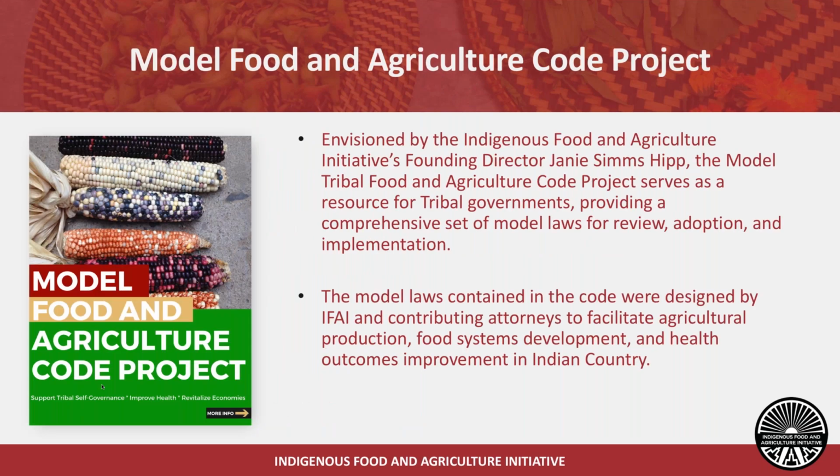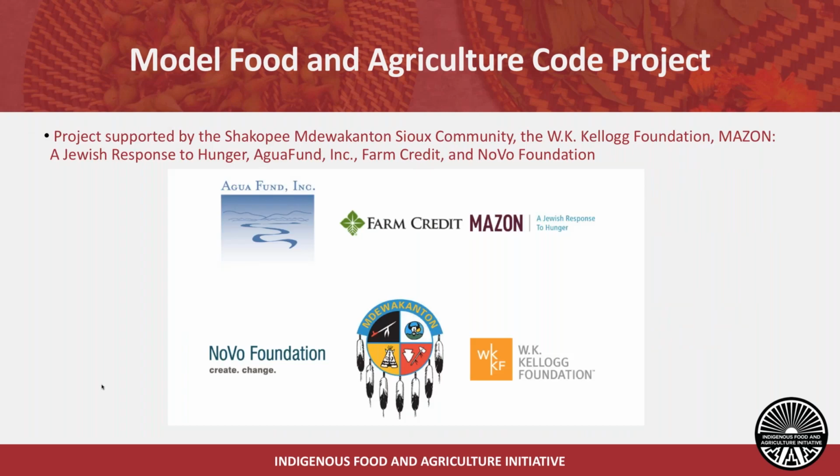Switching the discussion a little bit here, I'm going to talk about the Model Food and Agricultural Code project. This is the piece where we have gone in and developed a model set of laws for tribes at the initiative. This was originally brought about by our founding director, Janie Sims Hipp, and it serves as a model resource for tribal governments, providing a comprehensive set of model laws for review, adoption, and implementation. And the model laws contained in the code were designed by IFAI and contributing attorneys to facilitate agricultural production, food systems development, and health outcomes improvement for Indian country.